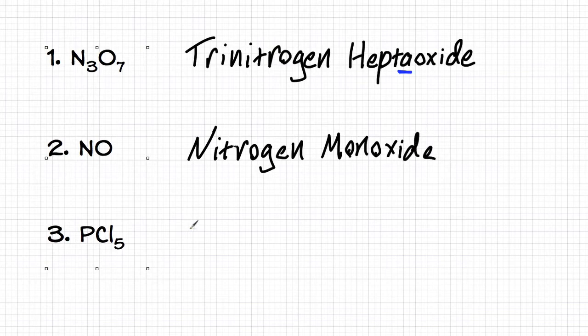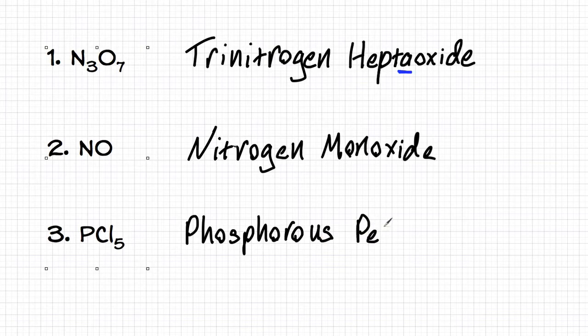And for our next example, this is just 1 phosphorus, so it's going to be phosphorus, not monophosphorus. Penta for 5. Chloride. And there you go.